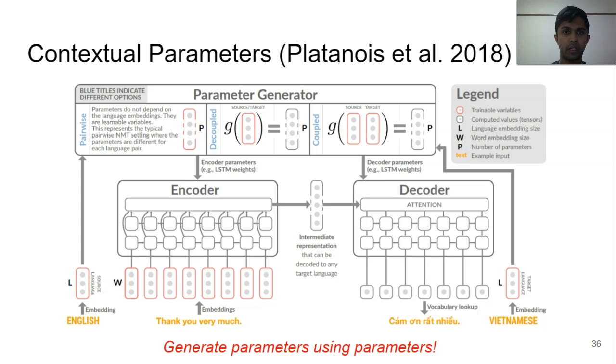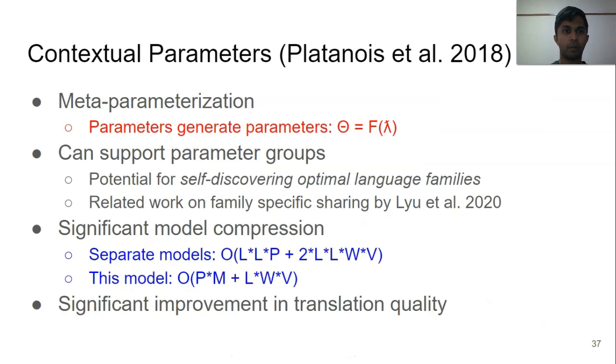And this parameter generator can generate parameters for the encoder and decoder independently using a decoupled parameter generation mechanism, or simultaneously using a coupled parameter generation mechanism. For the coupled mechanism, all you have to do is combine the embeddings of the source language and target language indicators. So parameters generating parameters is also known as a way to do metaparameterization.